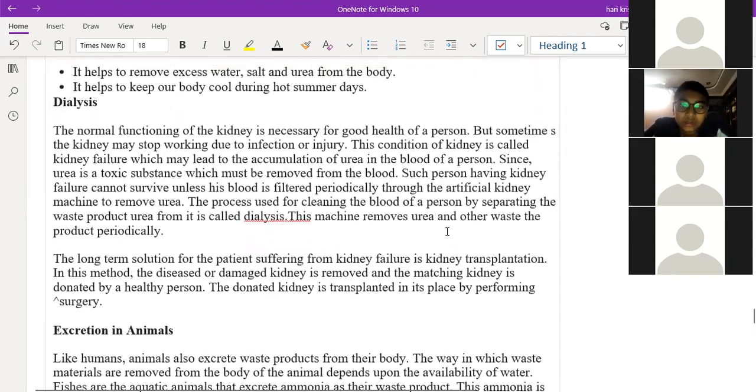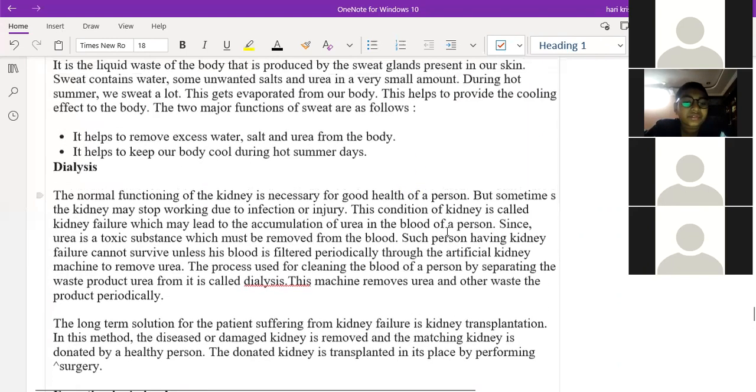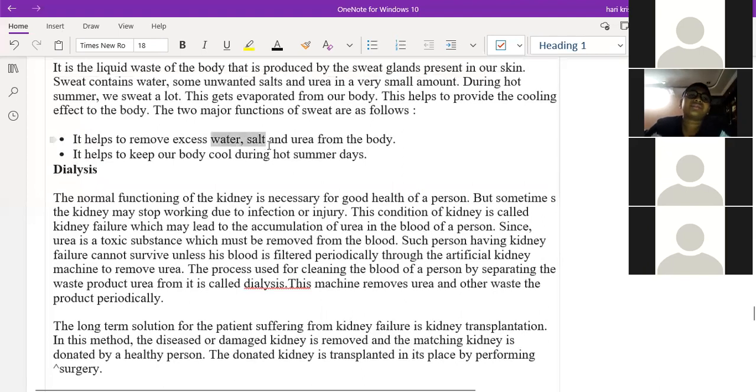Okay, then what is dialysis? But sweat has salt also, sir. Yes, it will contain some salts also. It contains water, salts, and a small amount of urea. All the three will be there. Okay, then what is dialysis?